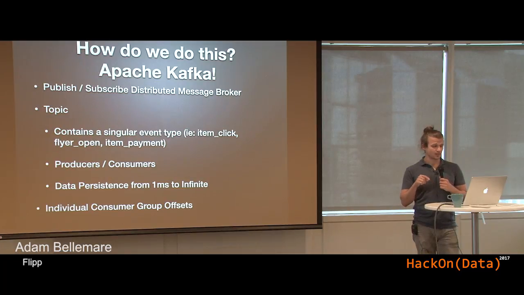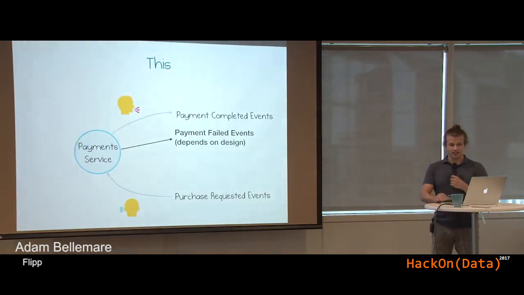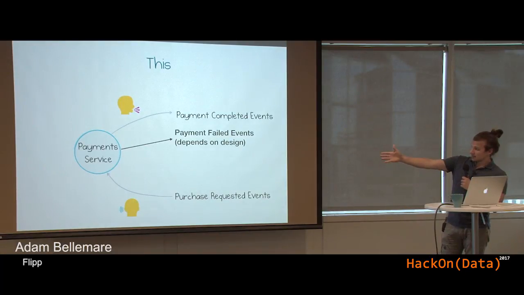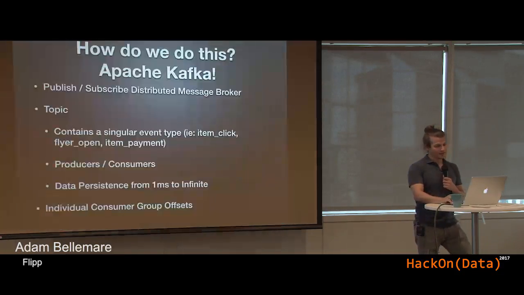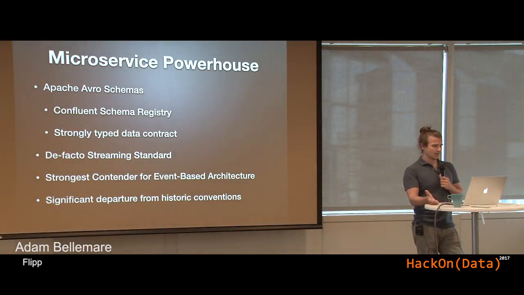So what this lets you do is register individual consumer groups. So in this case, we would have a payment group, and the payment service would consume the purchase requested events and produce the payment completed and payment failed events. So really it becomes a microservice powerhouse.